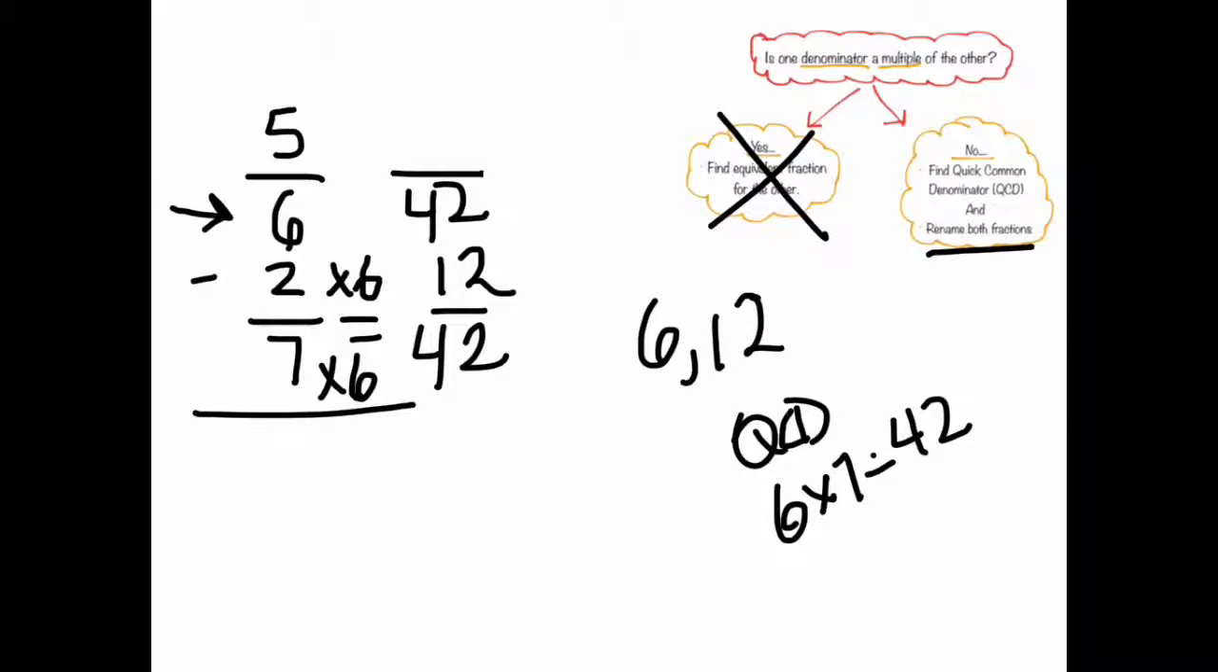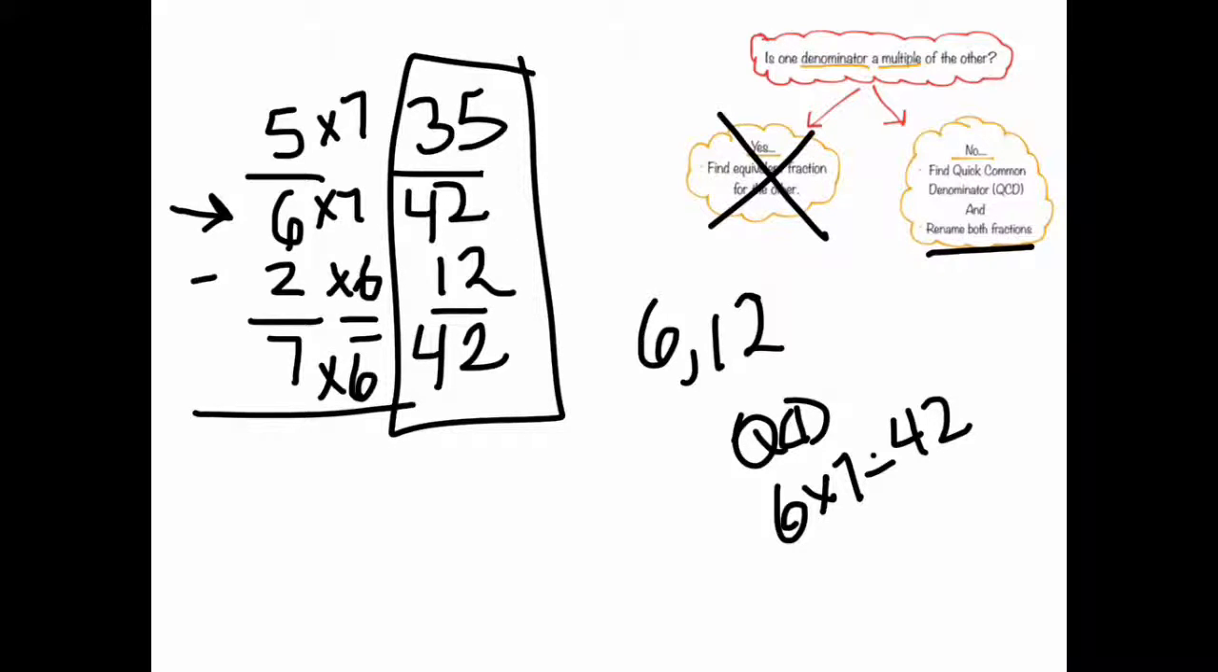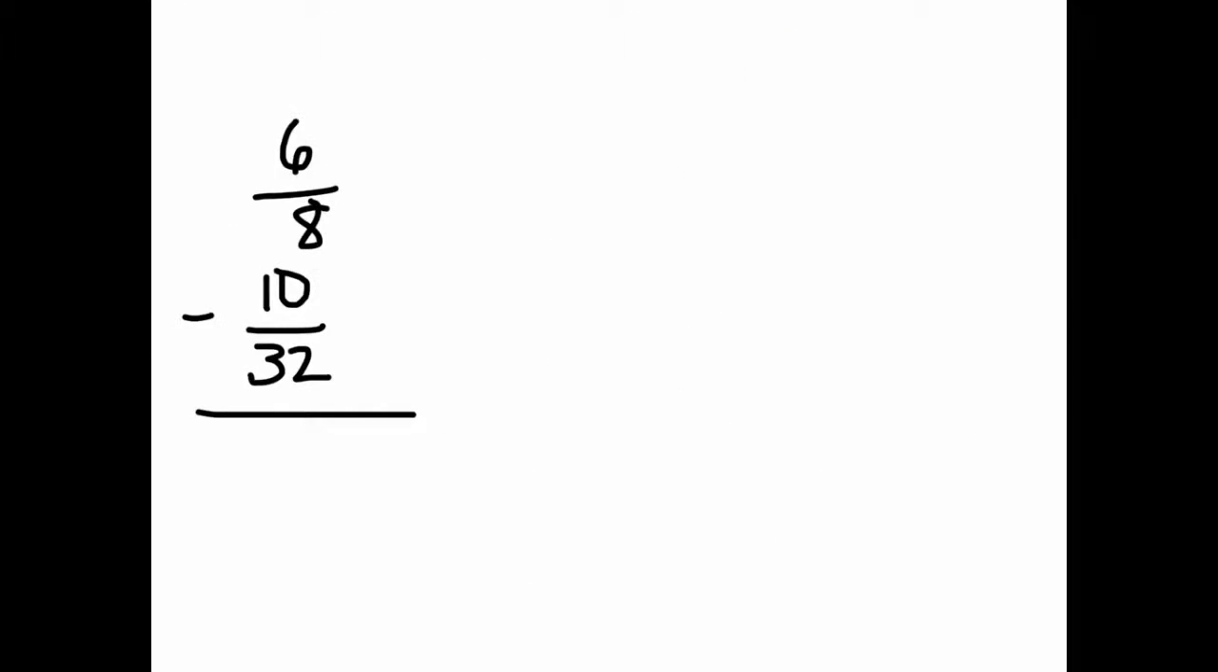Now I can take my other fraction. 6 times 7 is 42, so 5 times 7 is 35. Now I have my new equation. And 35/42 minus 12/42 is 23/42. Let's try another problem.